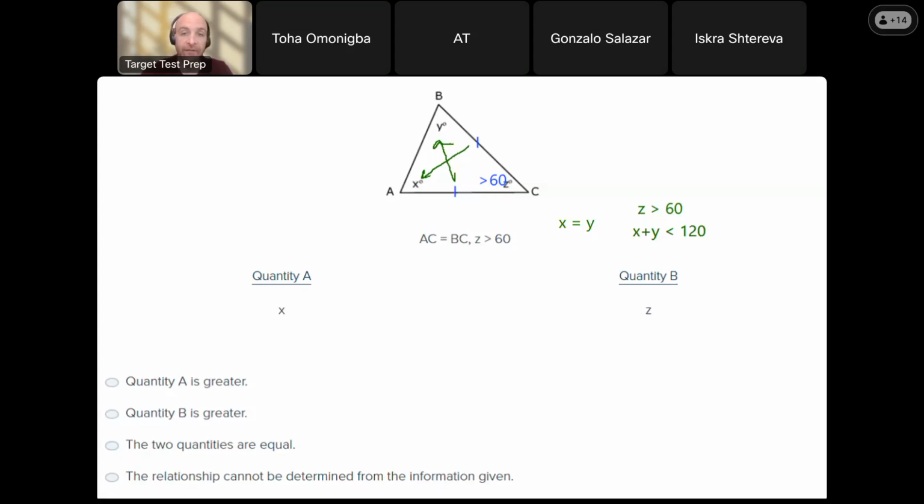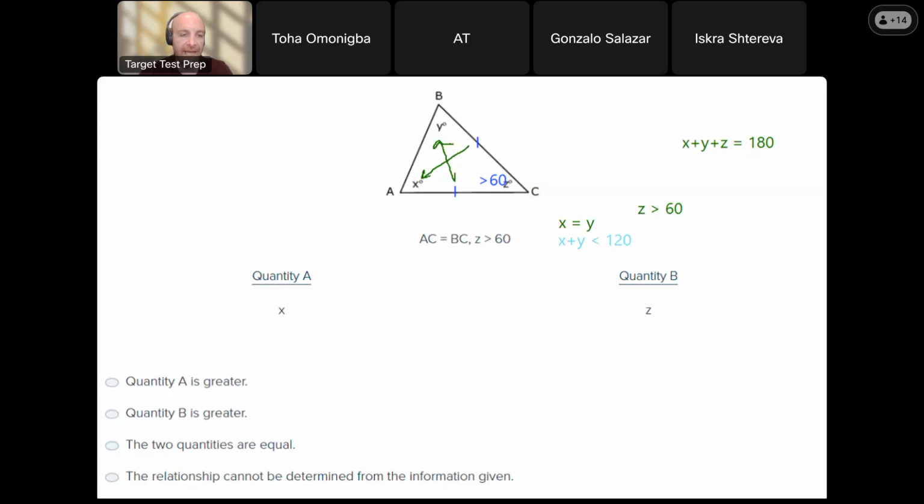Because all the angles in a triangle add up to 180, if I bump up z beyond 60, that means I've got to bump x plus y down. It's going to be below 120. And if I combine that with what I know here, it's exactly the same thing, right?